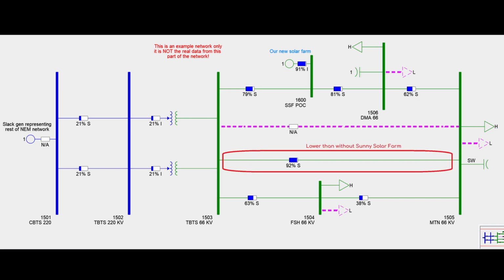What happens if there's an unexpected outage of one of the Tyabb to Mornington lines? We can actually see our solar farm is helping in this case. It helps reduce network loading as power is flowing from the solar farm through Dramana to Mornington.